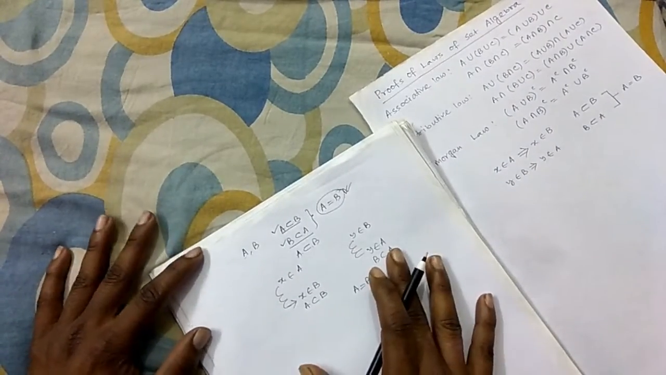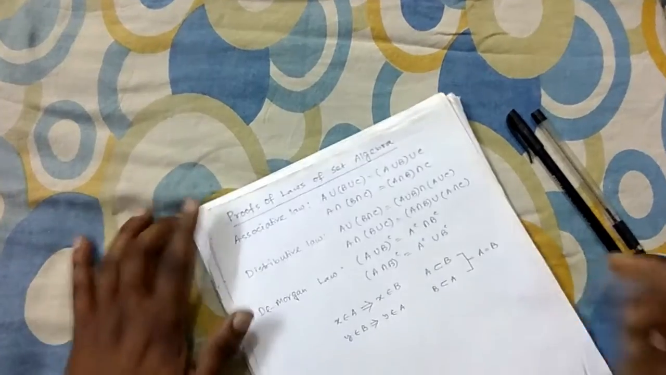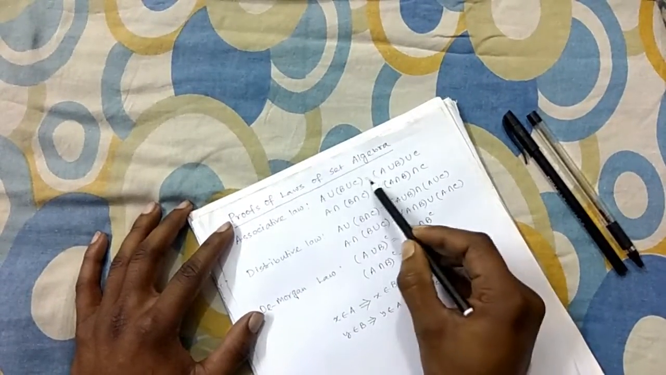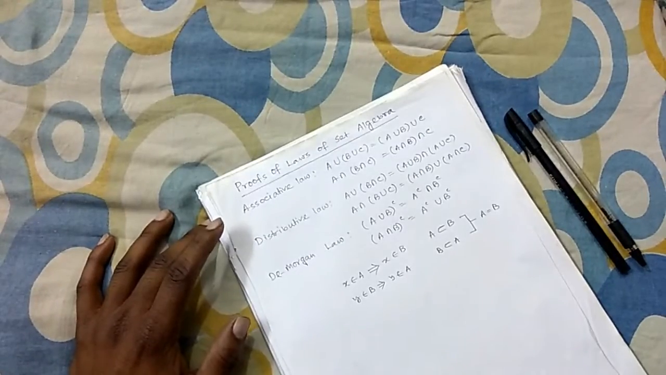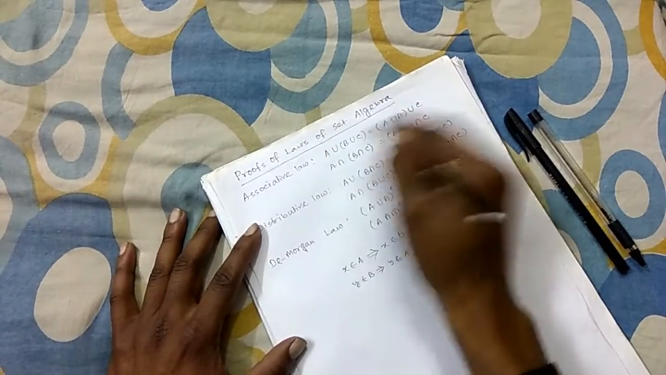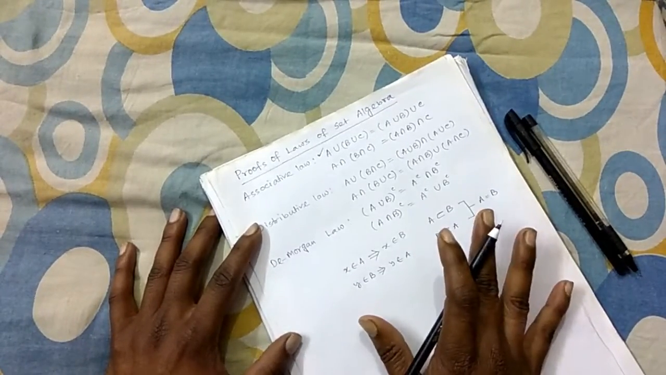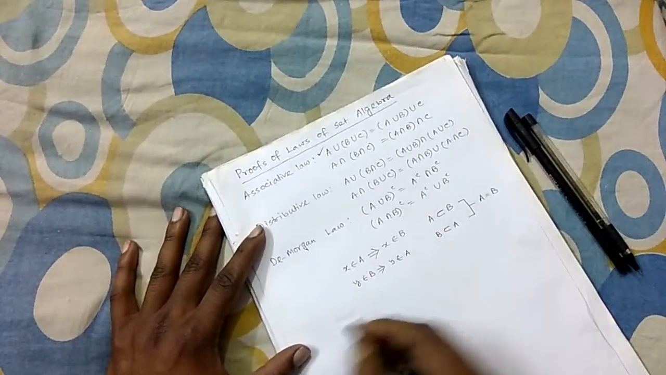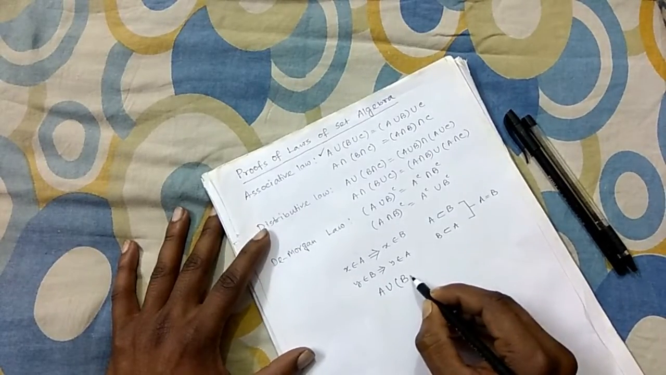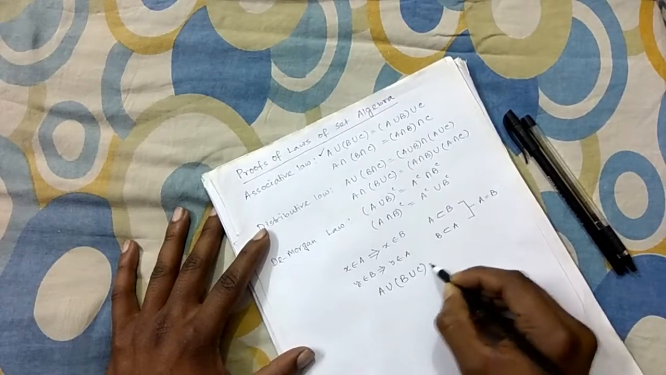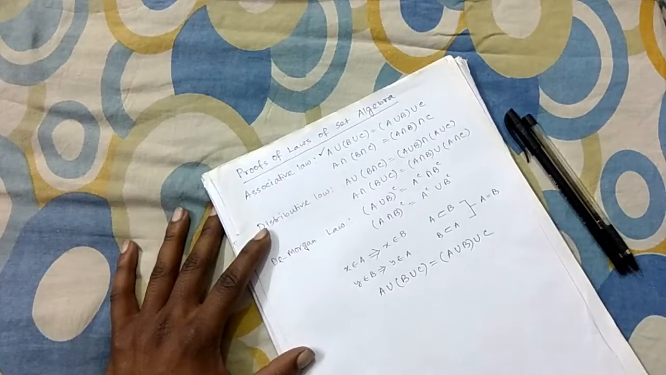This method is going to be performed wherever two sets are to be shown equal. So let us prove the first associative law by the equality of two sets. We will prove now A union (B union C) equals (A union B) union C.